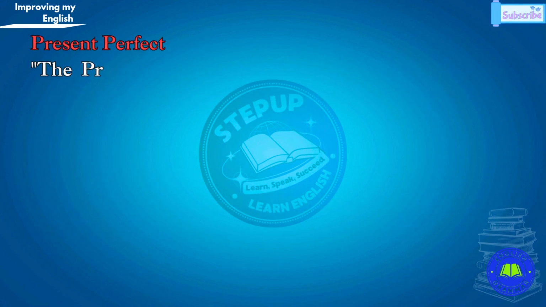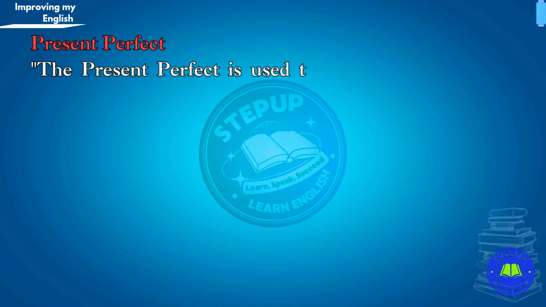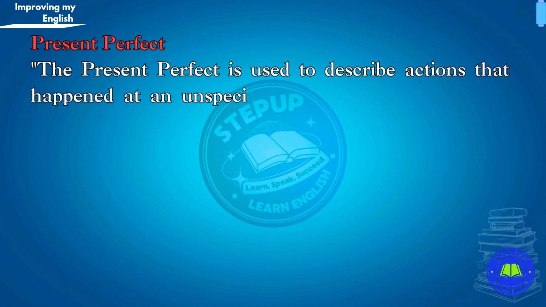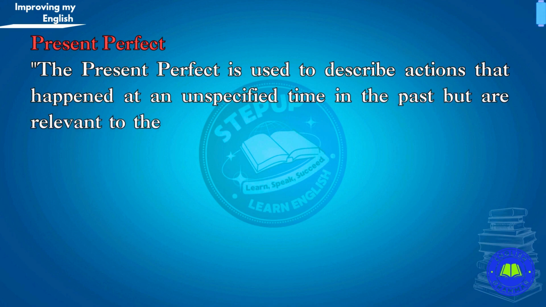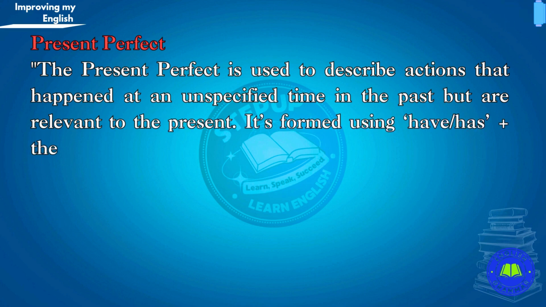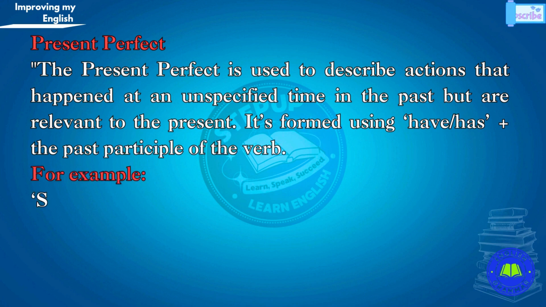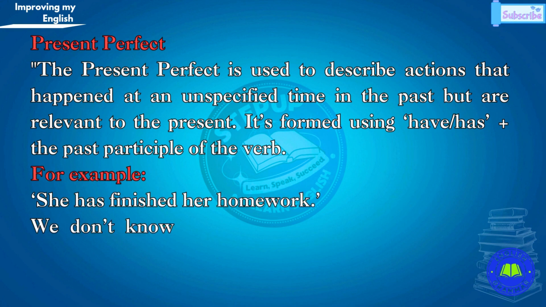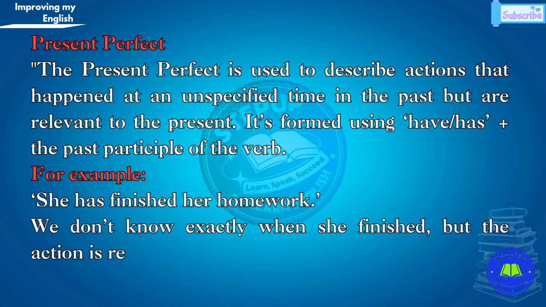Present perfect. The present perfect is used to describe actions that happened at an unspecified time in the past, but are relevant to the present. It's formed using have or has plus the past participle of the verb. For example, she has finished her homework. We don't know exactly when she finished, but the action is relevant now because her homework is done.